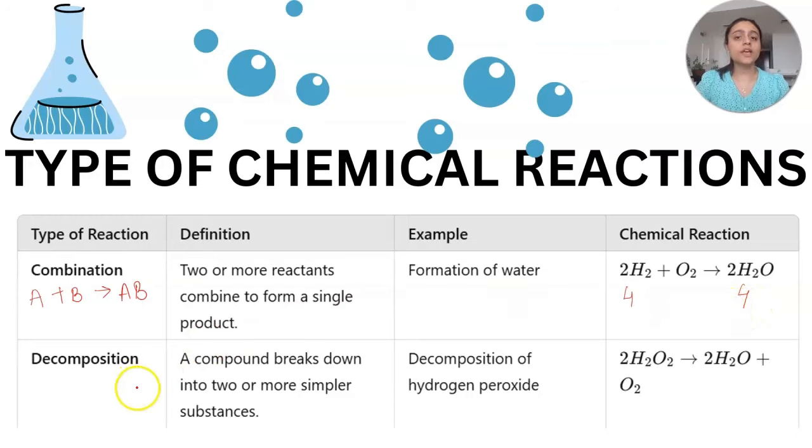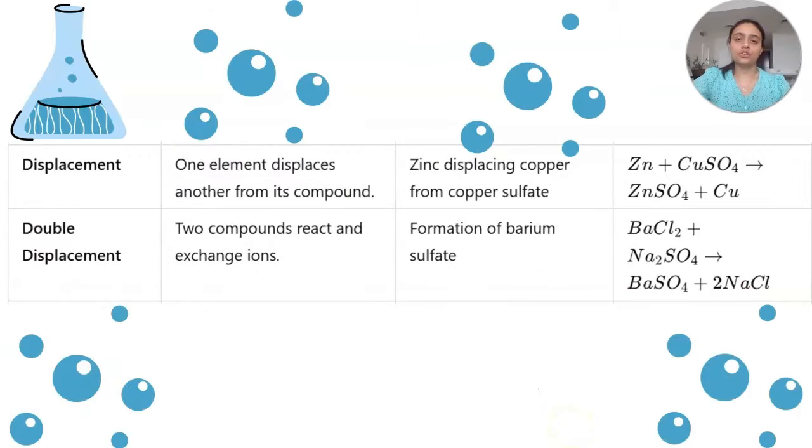Decomposition reaction, where the complex element or compound is broken down, as you can see here, AB is going to decompose and form two more elements on the product side. So this is the decomposition. You can see here this is hydrogen peroxide and it is split into water and oxygen. This is known as decomposition reaction.